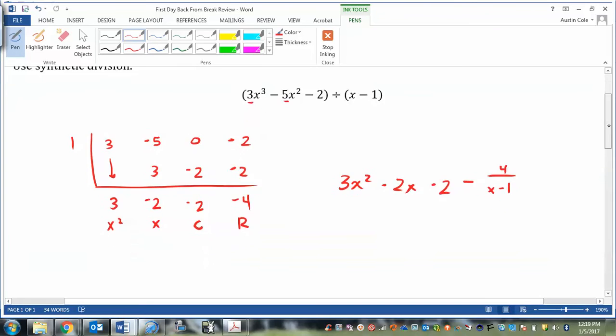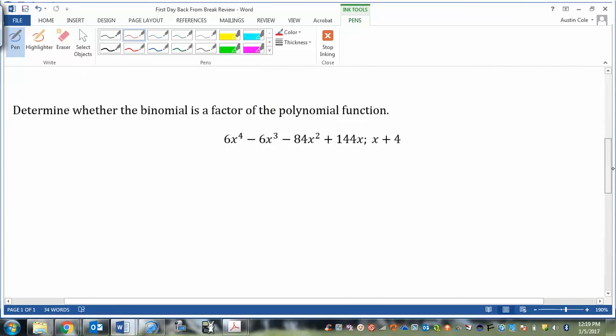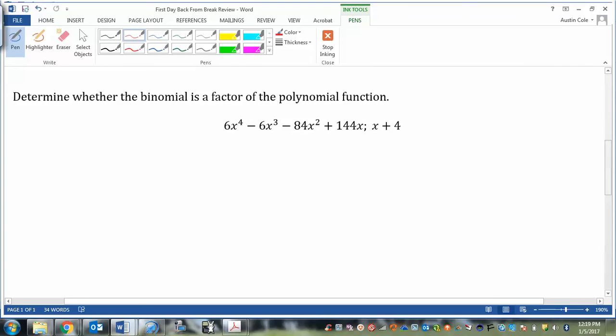Okay. Now the next problem says to determine whether the binomial is a factor of the polynomial function. So I'm asking, is x plus 4 a factor of that polynomial? What needs to be true if it truly is a factor? William? Need to have a remainder of 0. So what we're going to do is divide this polynomial by x plus 4.